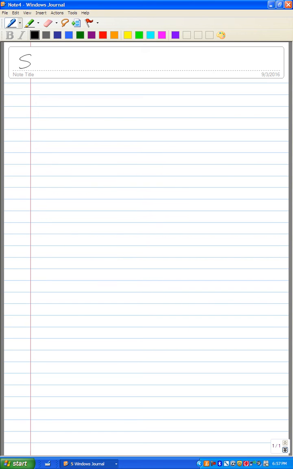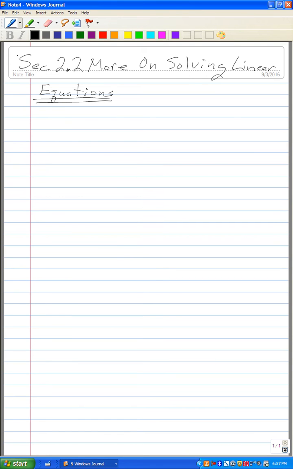Section 2.2, more on solving linear equations. So this is going to be just an extension of what we did in section 2.1. It's just basically more interesting problems.